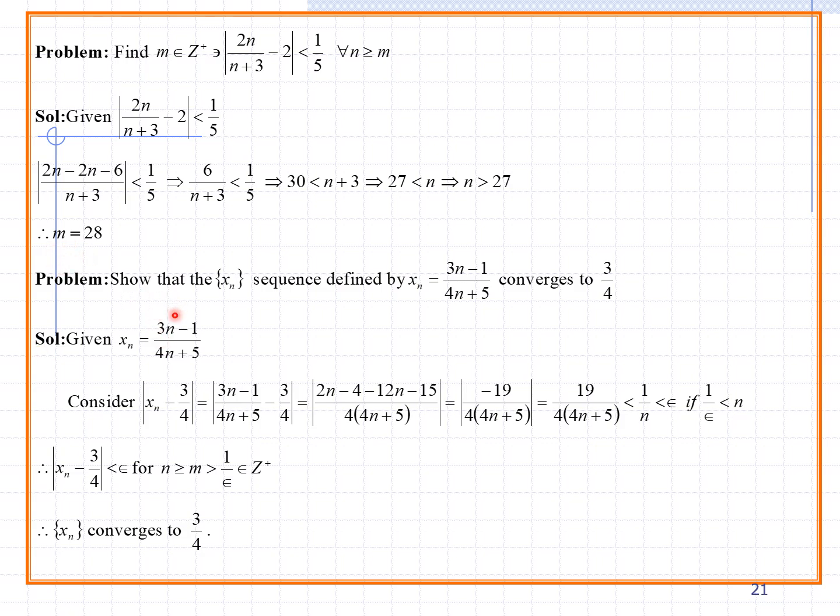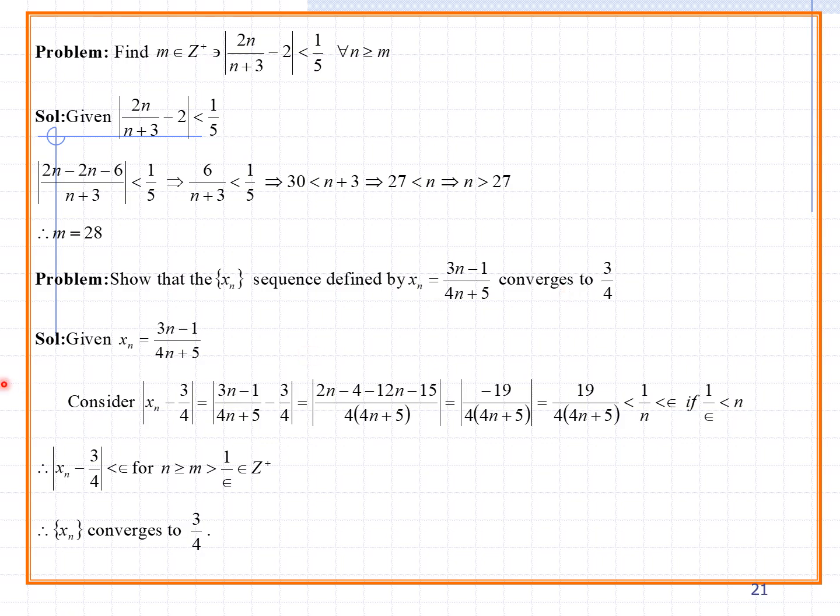So let us see one more problem. The sequence xn is defined by xn equals 3n minus 1 by 4n plus 5, and it converges to 3 by 4. It is a little bit different. Before, the given sequence was 2n by n plus 3. Here the sequence is given by 3n minus 1 by 4n plus 5, which converges to 3 by 4. So that value is 3 by 4. You can identify the value of that.